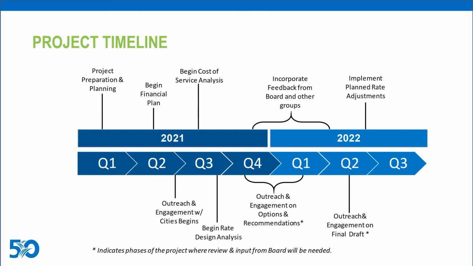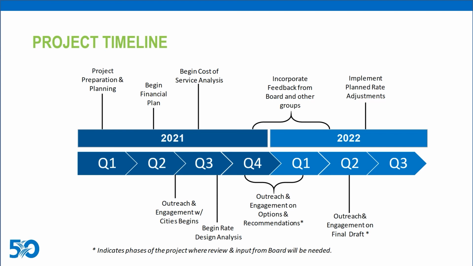The graphic on this slide shows our planned project timeline. We are planning that the bulk of the work will be done over the next 6 to 9 months, and we will engage the cities throughout the process to gain their input. We will also bring outcomes and recommendations to the Board of Directors along the way, but don't expect that we will need involvement until later this year in the fourth quarter and in early 2022. We are currently in the planning and preparation stage now, and the first item we will address is the financial plan, which will feed into the other components of the study.